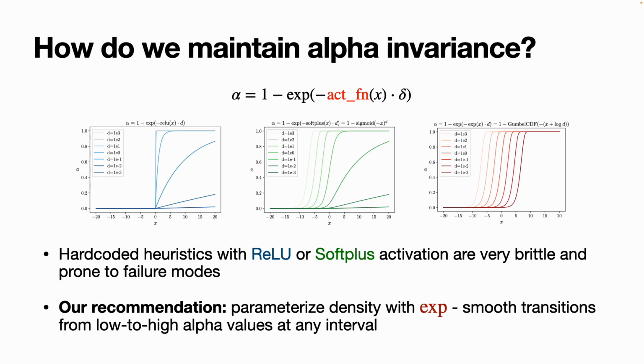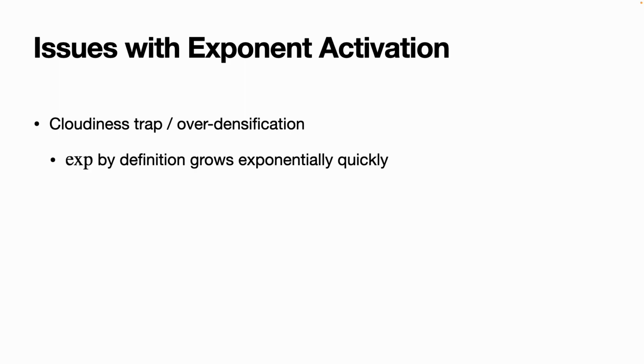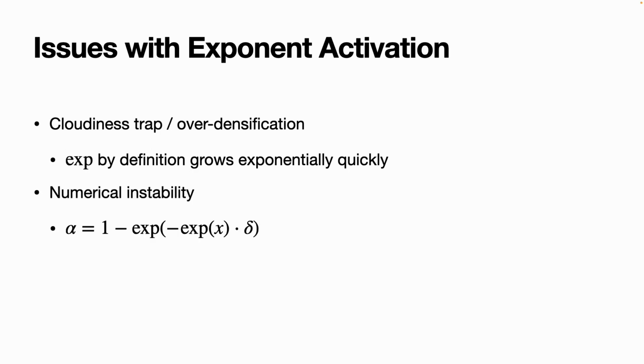As seen in the rightmost plot, exponent leads to a smooth sigmoid-like transition from low to high alpha values regardless of the interval length d. There are several issues with using exponent, however. First, as scene size grows, then density needs to shrink to maintain identical local alphas. But exponent grows exponentially quickly, so it struggles to learn small values, leading to high alpha values everywhere in an opaque scene. Second is numerical instability. Exponential values can quickly grow to infinity, leading to numerical overflow and NaN values during training. People have addressed it by clipping the gradient values in the backwards pass, but this is still insufficient.